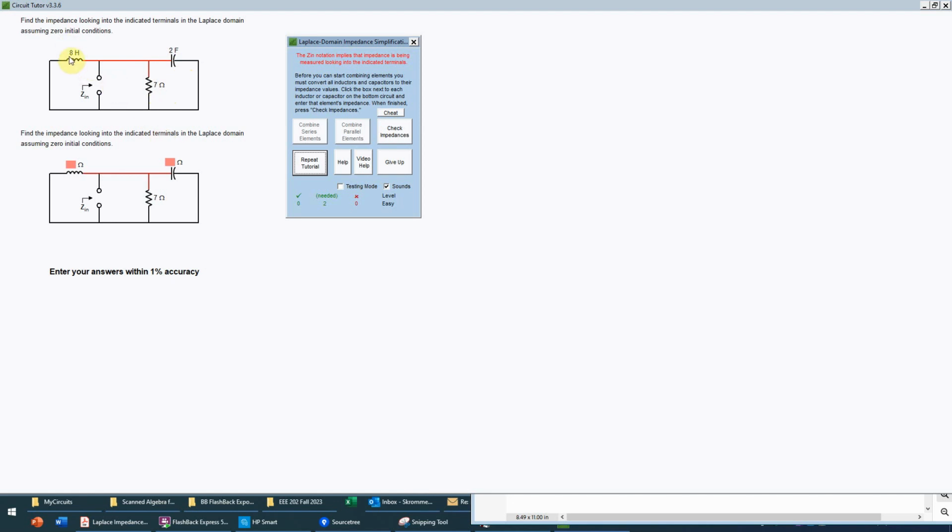So now to convert that, for the inductor, remember the inductive impedance is S times L, so that's just going to be 8S. So we just type 8S, or you could put S8 if you prefer, it doesn't matter, because of course multiplication is commutative. And then over here, we need to take 1 over SC, so that's going to be 1 over the quantity S times 2, or 2S, probably would be a better way of writing it.